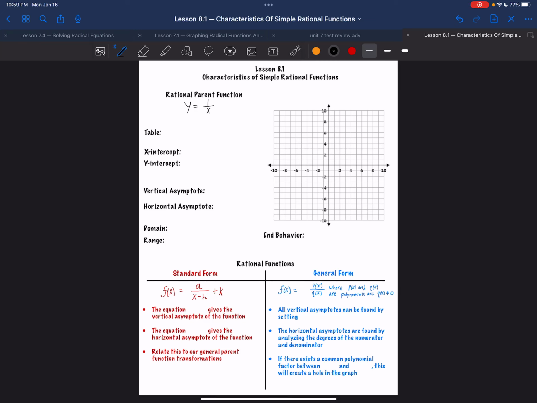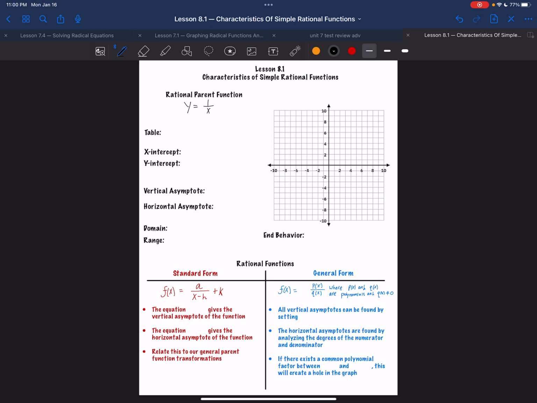Okay, lesson 8.1, first lesson of the unit. And this unit is over rational functions. Actually, we're going to have two units on rational functions, 8 and 9. Unit 8 is going to focus on the characteristics of these rational functions. Kind of just, what are they? What do their graphs look like? What are their features and things like that?